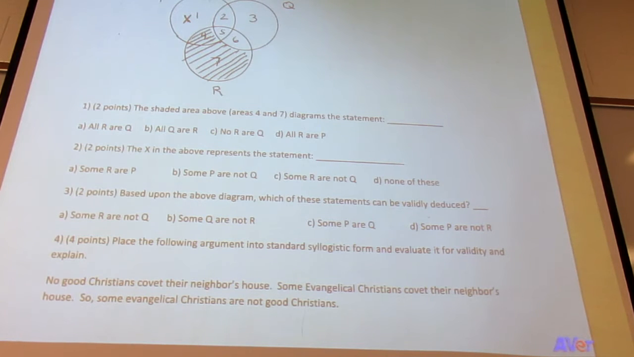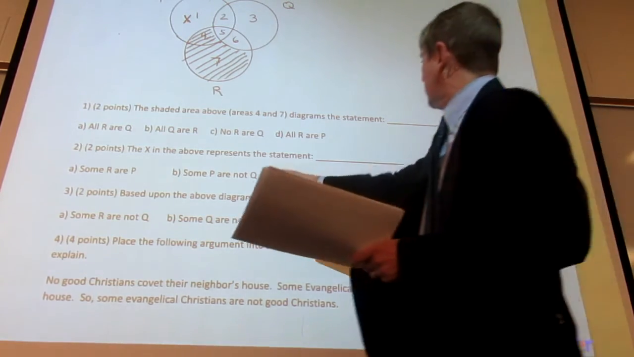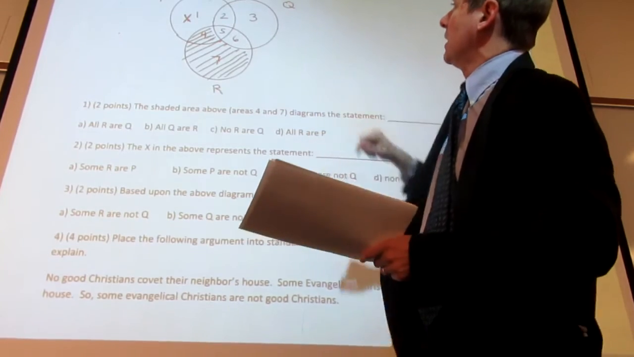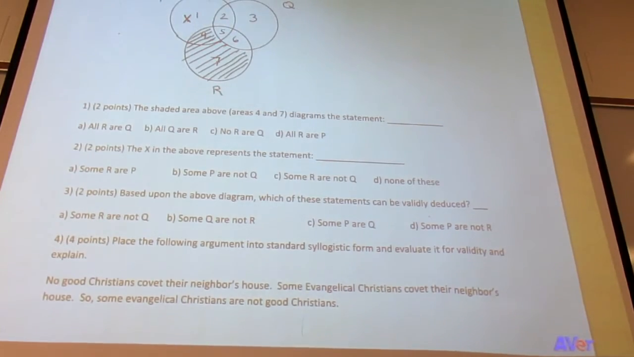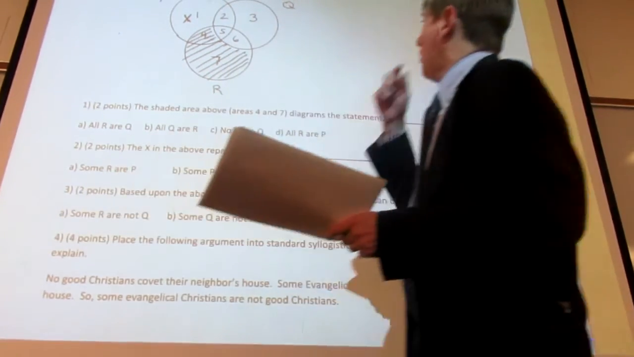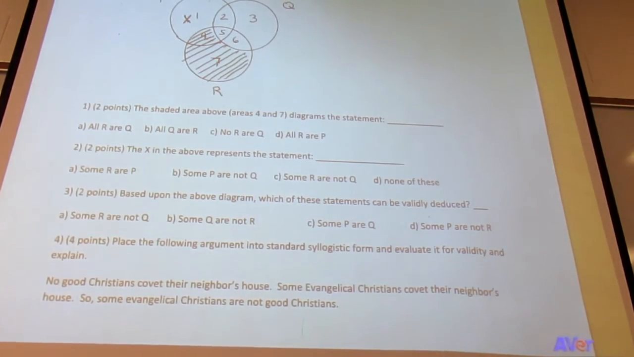represents the statement. If the X is in P, the first part of the sentence should be what? Yeah, it should be some P. Since the X is in P, it should be some P. So it can't be this. If it were some R, it would have to be somewhere in 5 or 6. If it were, and in this one, some R or P would have had to be where?